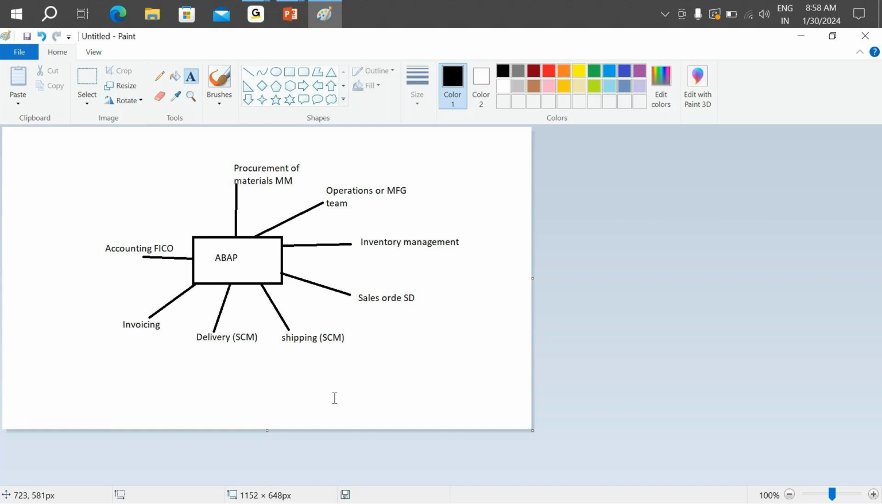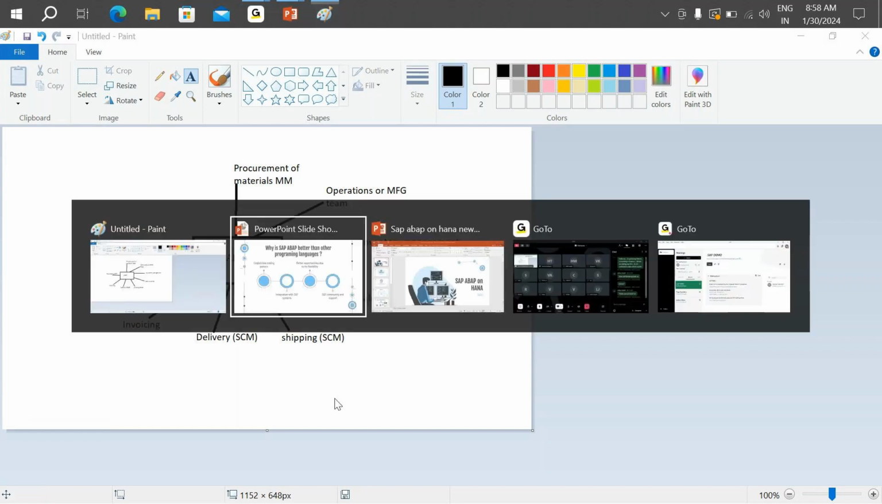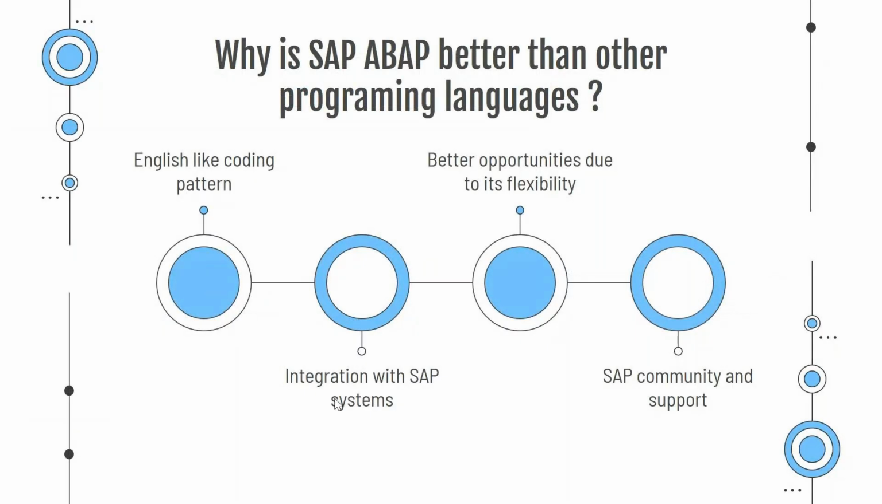So it's actually a little tricky for a functional team member to get into ABAP, but it's much easier for an ABAPer to get into the functional team, because you're already aware of how things work over there, right? So that's one edge of taking ABAP. Then you'll have better opportunities due to its flexibility. Like I showed you the flexibility already, because of which you'll have more openings in the market. You'll definitely see better opportunities over there.